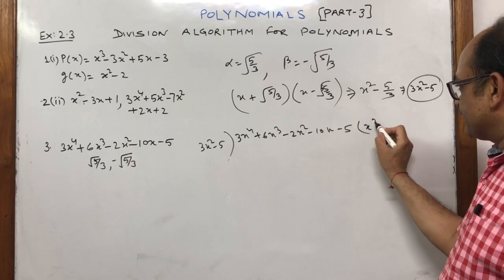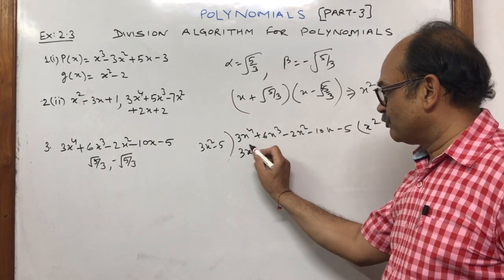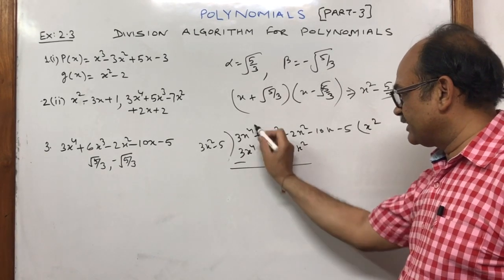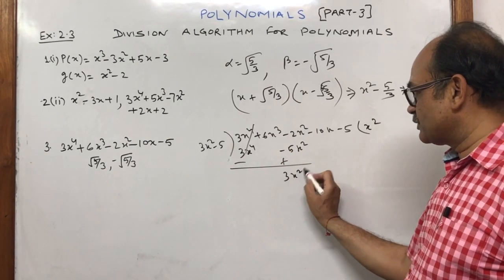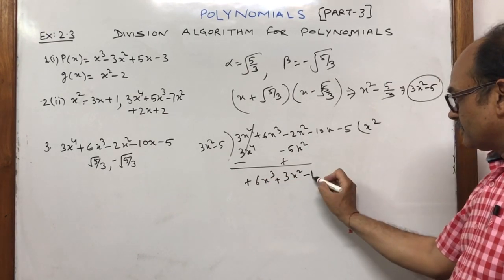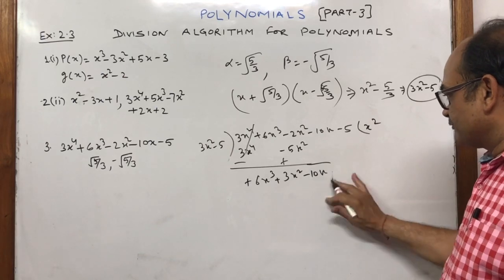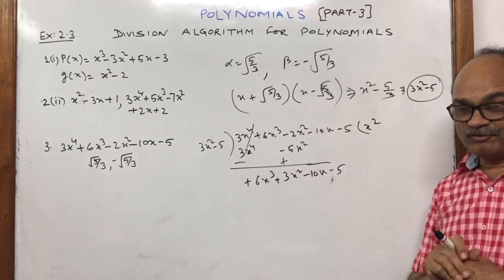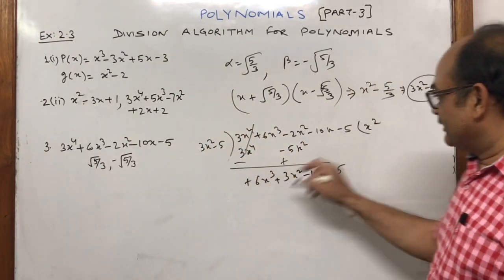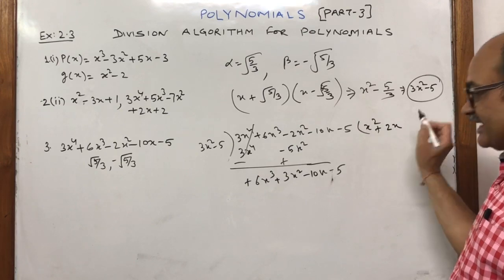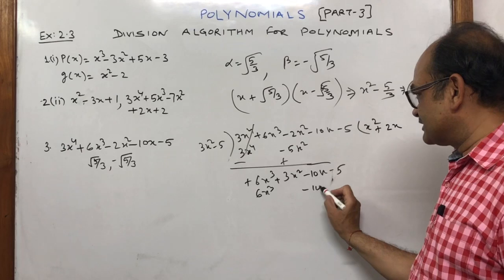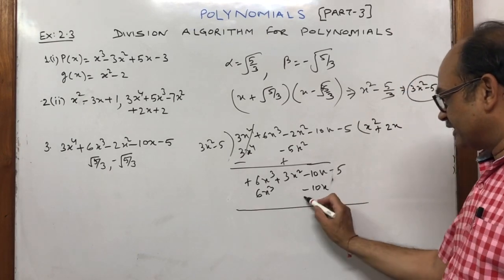First we need only x square. So 3x⁴ minus 5x square; plus and minus cancel out. Here it is 3x square and 6x cube from above, and 10x minus 5. Now tell me, what will be the next term? 6x cube is here, 3x square is here. It means we need only 2x. 6x cube, and 2x times 5 means 10x, and subtract.